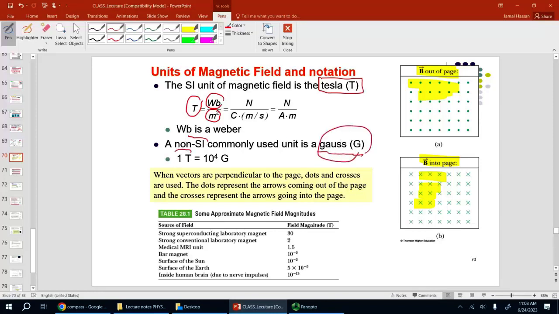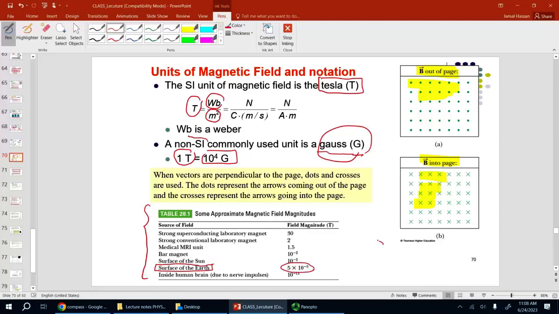So 1 Tesla is equal to 10,000 Gauss. This table just shows us the magnitude of typical magnetic fields. For example, at the surface of Earth, as we speak, in your room, there is actually a magnetic field around 5 times 10 to the power minus 5.